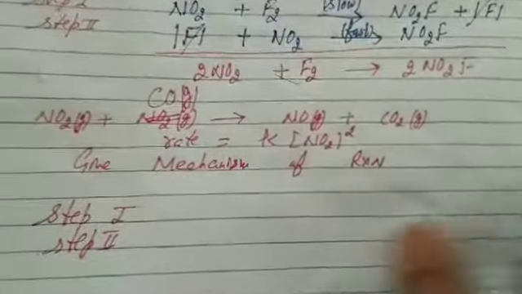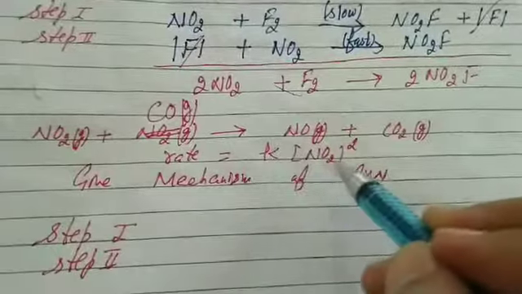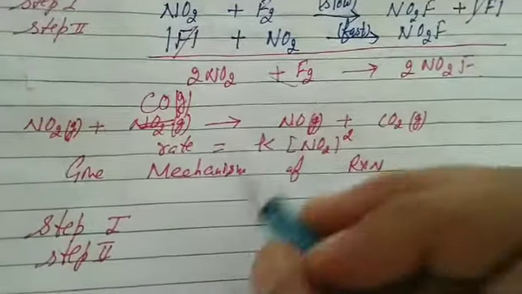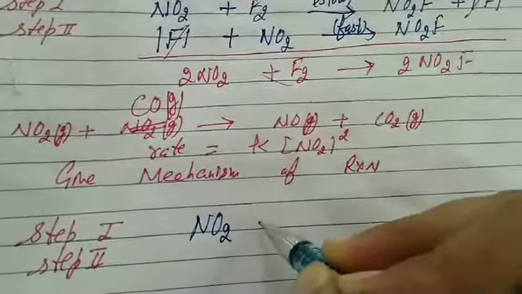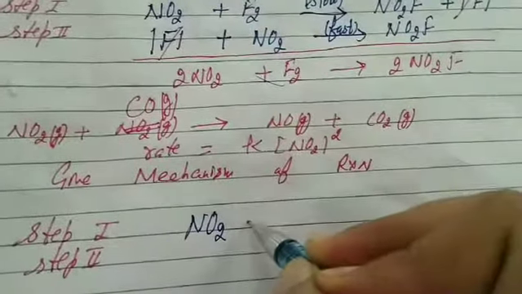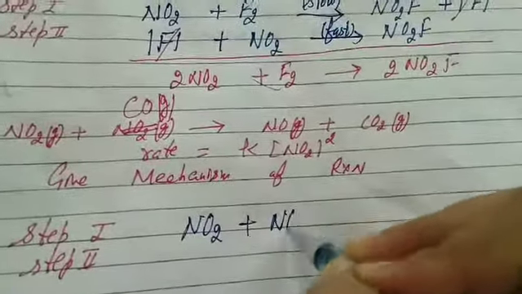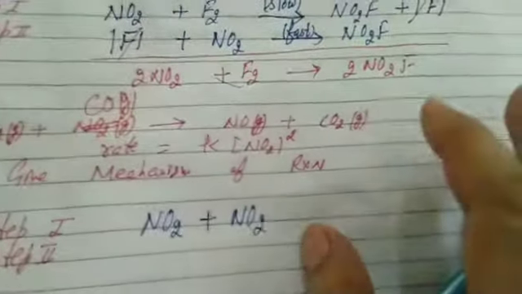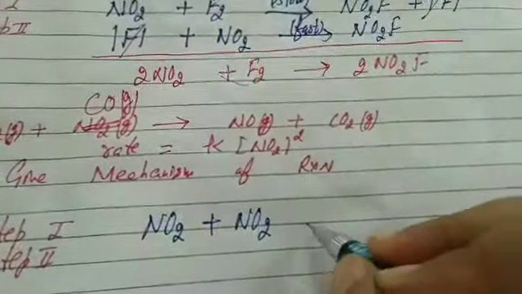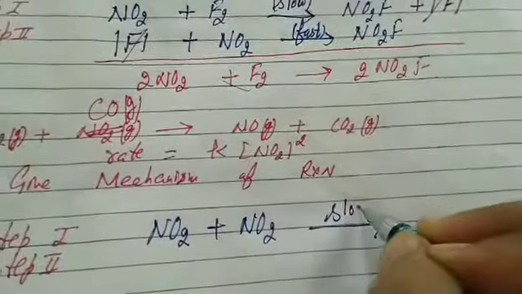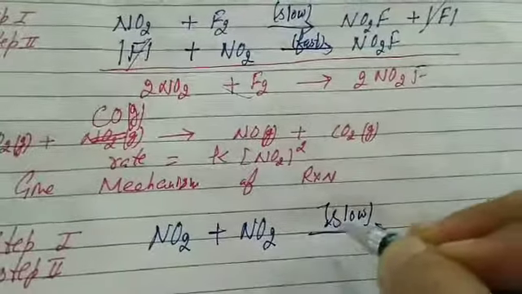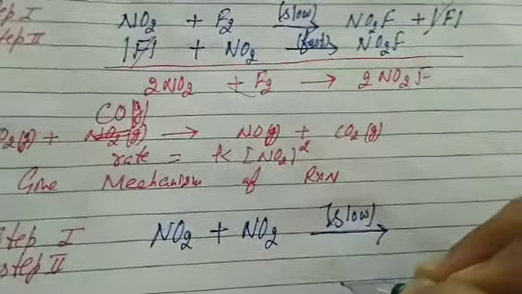In step 1 we mention the reactant which is in the rate law equation. Friends, in the rate law equation the reactant is only NO2. But how many times? 2 times. Twice again, write NO2. Only NO2 is the reactant in the rate law equation, and step 1 we are proceeding according to the rate law equation. We write slow. It's mandatory to write slow or fast on the steps.